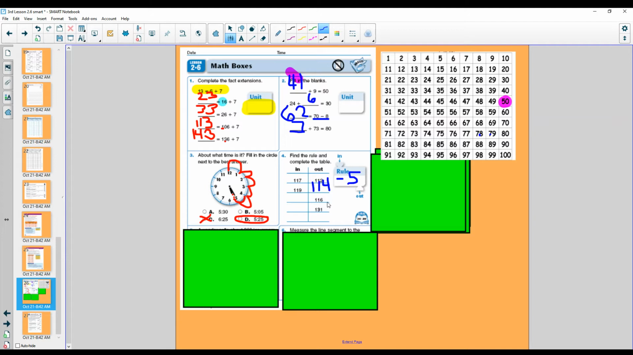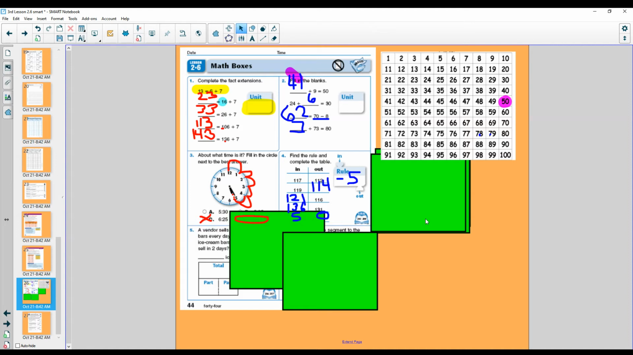Oh boy, now you're in the out. Remember, when you're in the out, you do the opposite. So you have to actually add. So when we add 116 plus 5, we get 121. 131 plus 5, 136. Then make up your own. But be careful here. I can't put 0 here because if I have 0, you can't take away 5. I could put 5 here. And then take away 5 gives me 0. You see that? So be careful when you're making up your own.